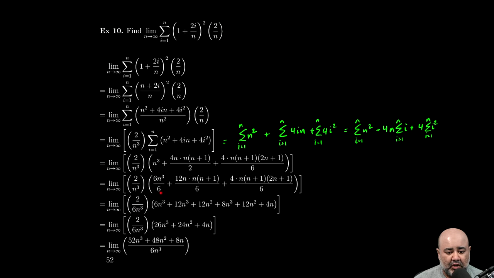So all these 6s can get pulled out here. And then this stays the same as it is. Now you can combine like terms, clean that up, and get this expression in the numerator. And if you distribute the 2 into this expression, you get 52n cubed plus 48n squared plus 8n over 6n cubed. n is the number of subdivisions. This no longer depends on i, which was our counter or our index.